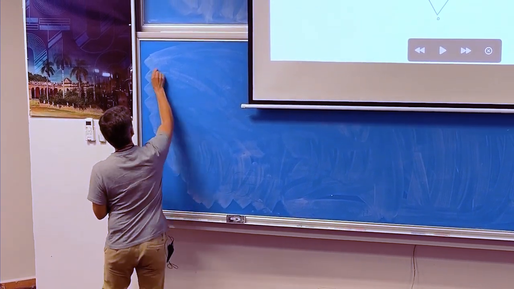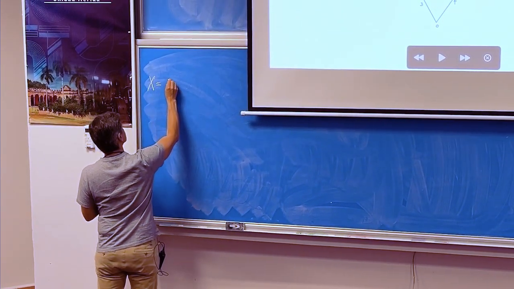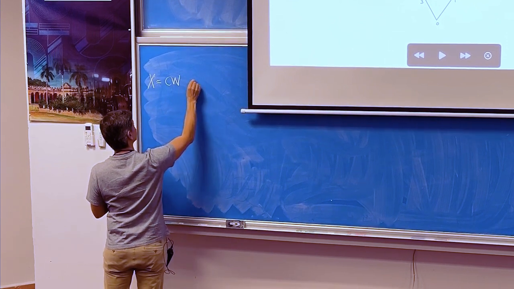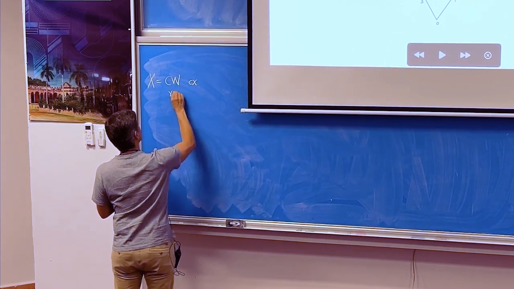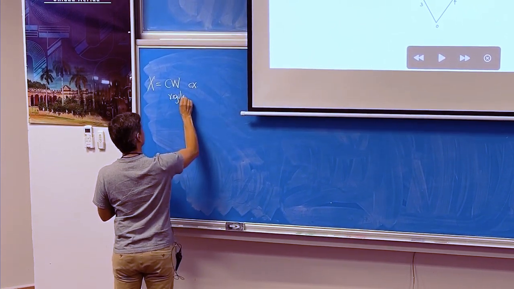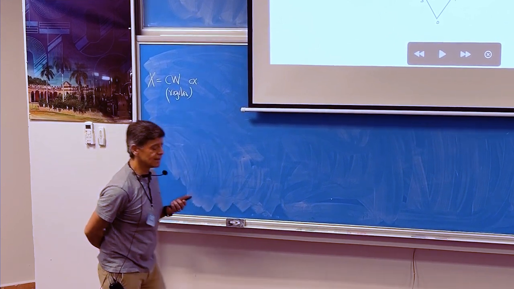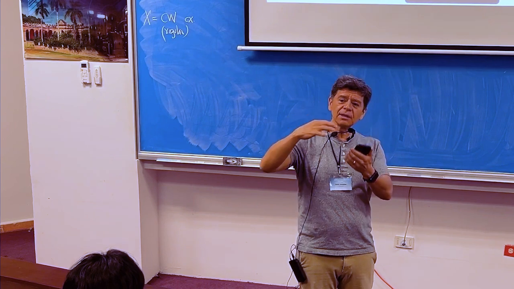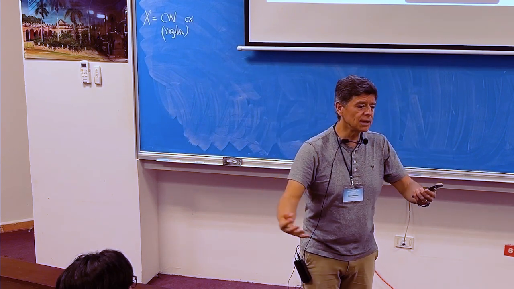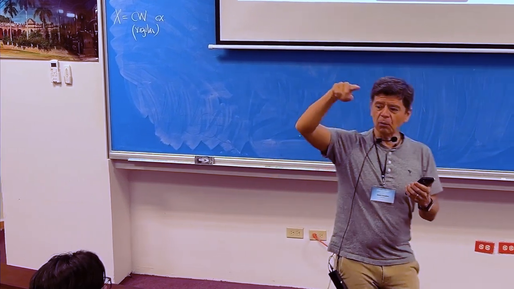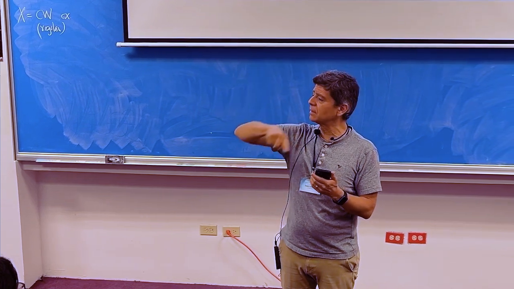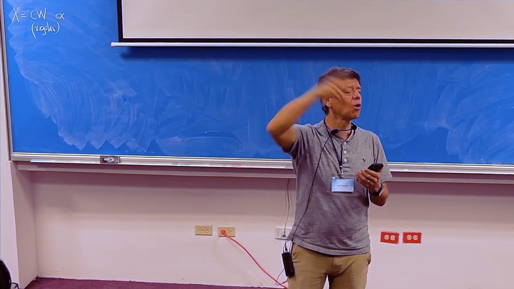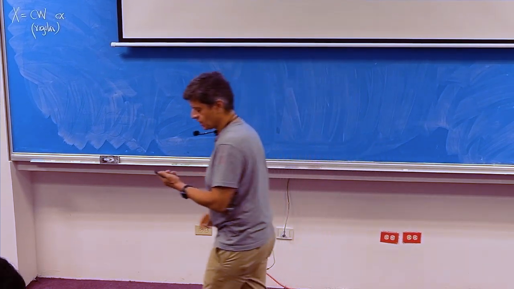So let's start with X, a CW complex. And suppose this is regular. Regular means that the attaching maps are really nice. Each cell is going to be attached to the previous skeleton in a way that it is a homeomorphism on the boundary. So it doesn't go back and do some strange things.